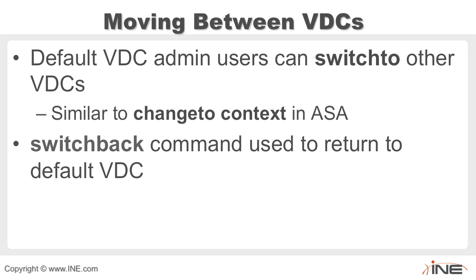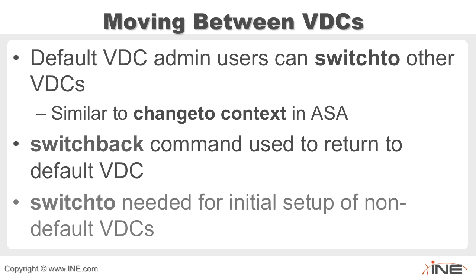There's no backdoor operation where I could go into my secondarily created VDC and then try to backdoor and get back into the admin VDC. It is secure there. And of course, I'm going to need to use the switchto command for the initial setup of the non-default VDCs.